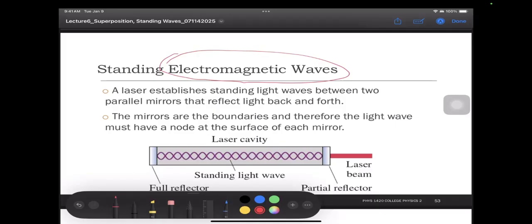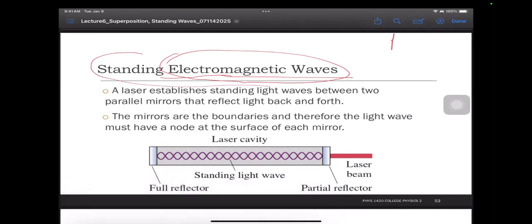The electromagnetic waves don't need a medium to travel, such as a light wave, a microwave, or a radio wave. So the string wave and the sound wave have standing waves, and the electromagnetic wave also has a standing wave. So let's talk about this.